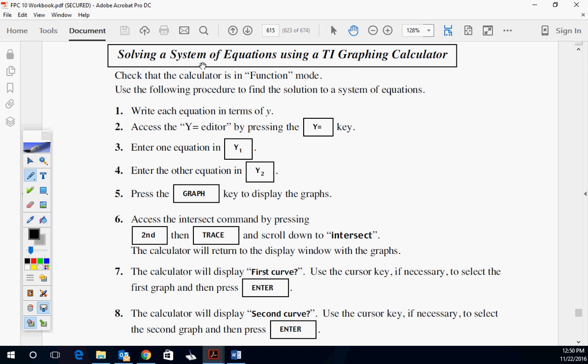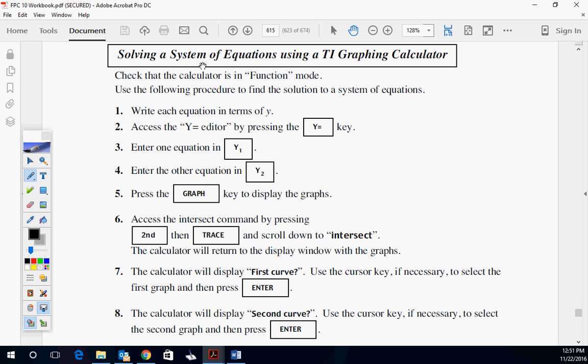Access the y equals editor, so that's just hitting the y equals. Enter your equation 1, enter your equation 2, hit graph. So you're going to have 2 lines crossing, okay? Then second trace, intersect. And when it says first curve, second curve, all you have to do is make sure that it jumps to the other line. It doesn't matter which one it's on. It'll blink on one of your lines, and you hit enter. It should jump to the other.